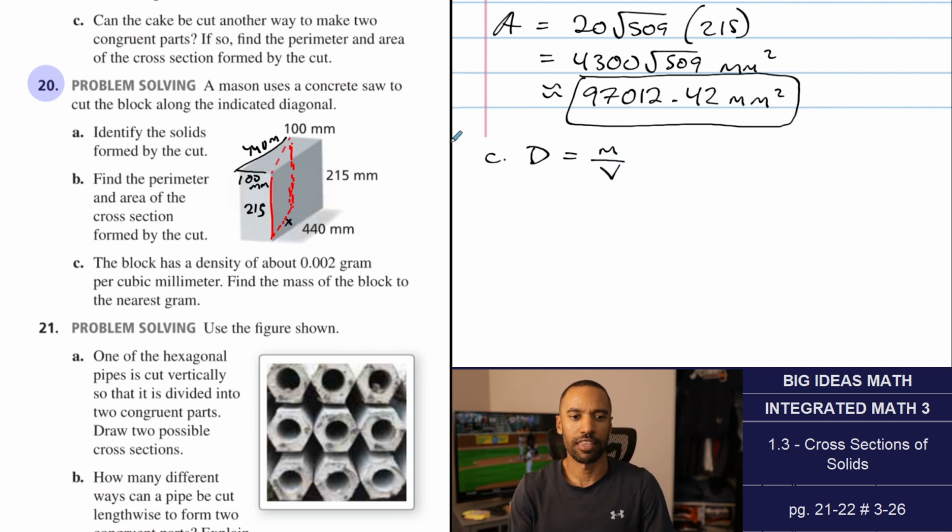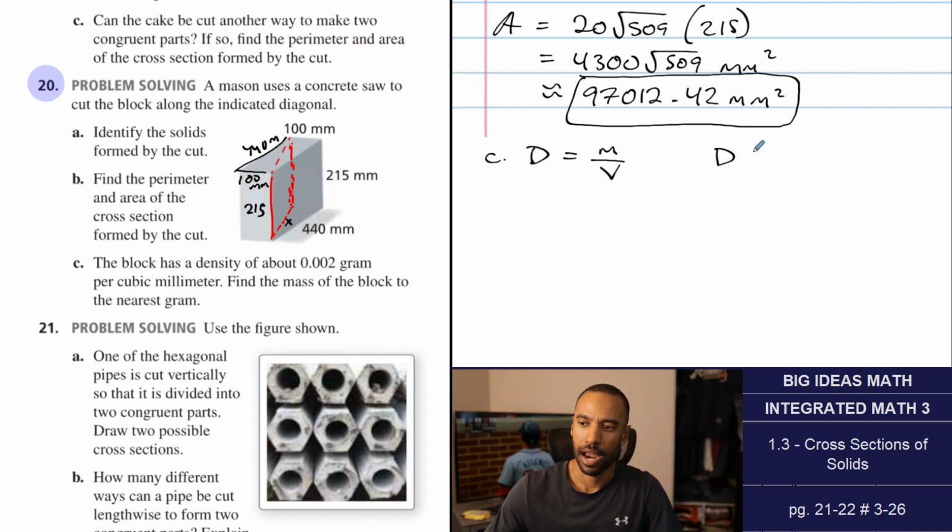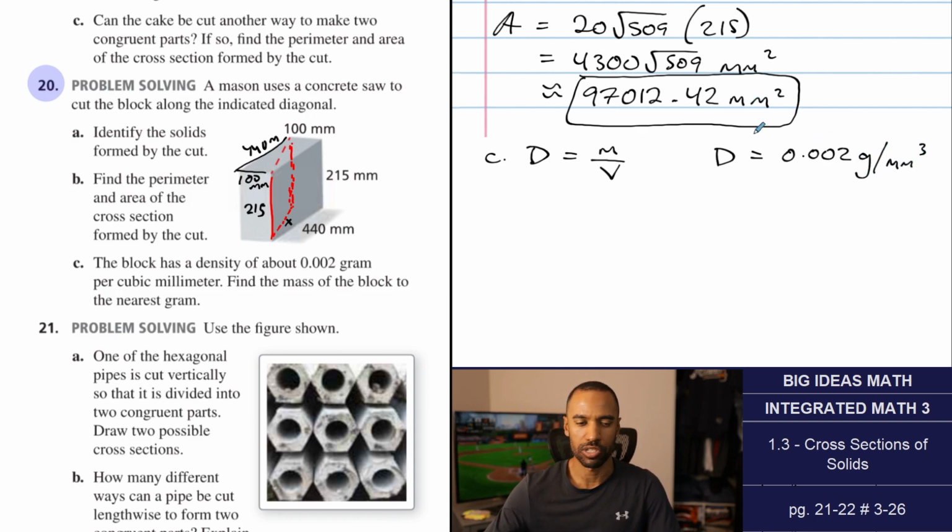We can identify the volume of this by using length times width times height. This has nothing to do with cross-section, actually, by the way, guys. Our density is 0.002 grams per cubic millimeter. We do have millimeters that we're referring to here, so we can keep that going. Volume of this, again, is going to be length times width times height.